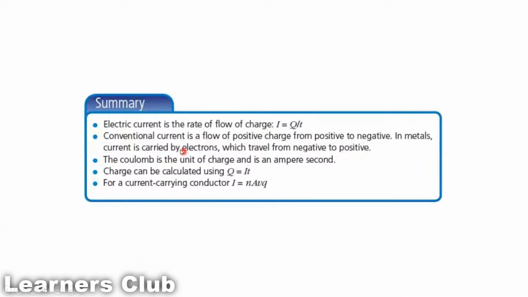Summary: electric current is the rate of flow of charge. Conventional current is the flow of positive charge from positive to negative. In metals, current is carried by electrons which travel from negative to positive. The coulomb is the unit of charge and is an ampere second. Charge can be calculated using Q equals It. For a current carrying conductor, total current is equal to nAvq. So we have covered all these points.